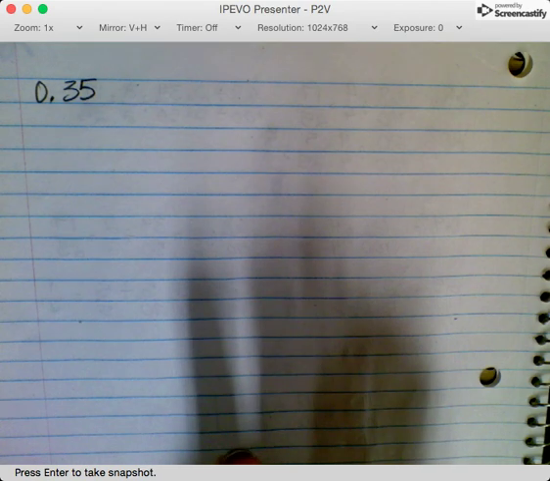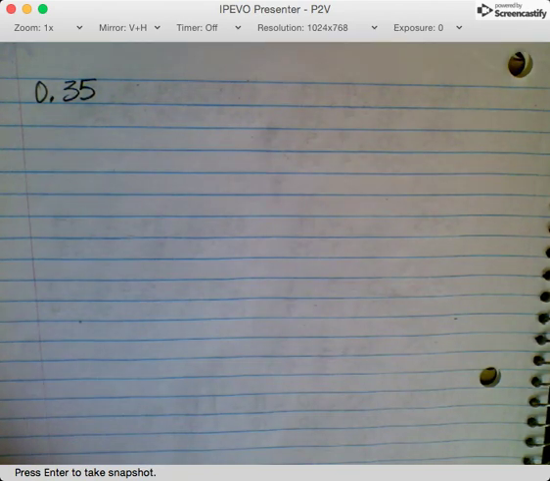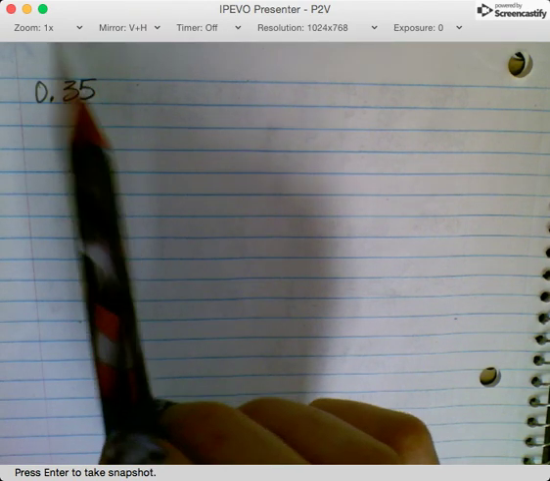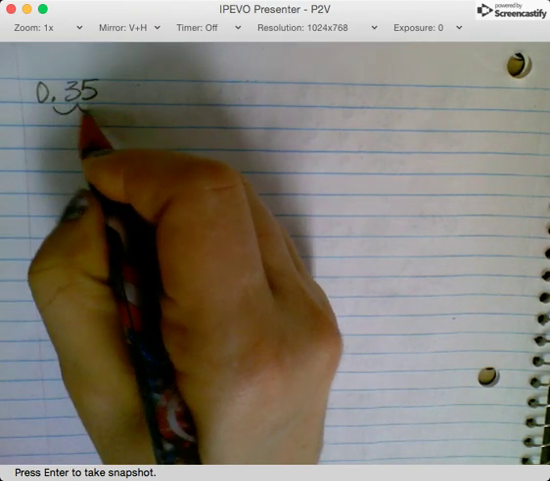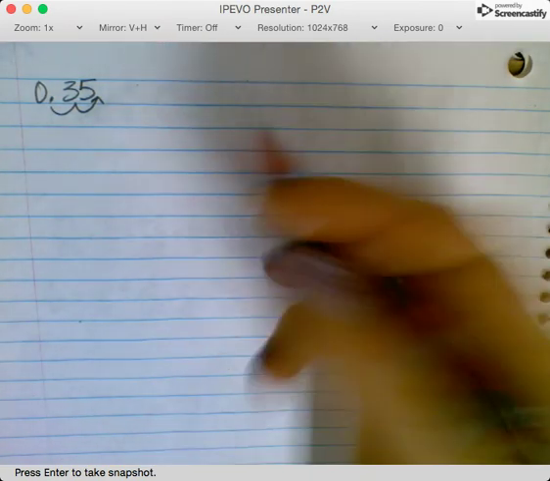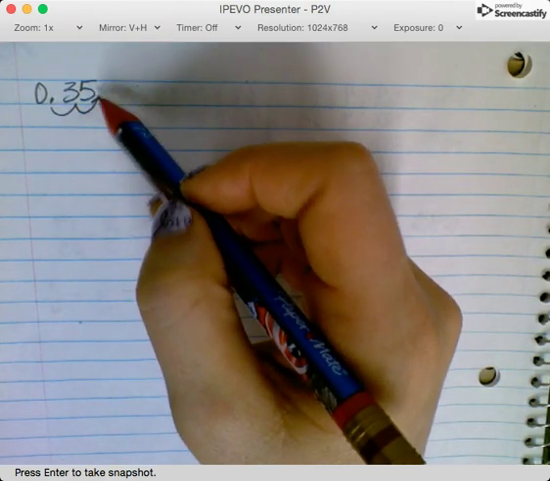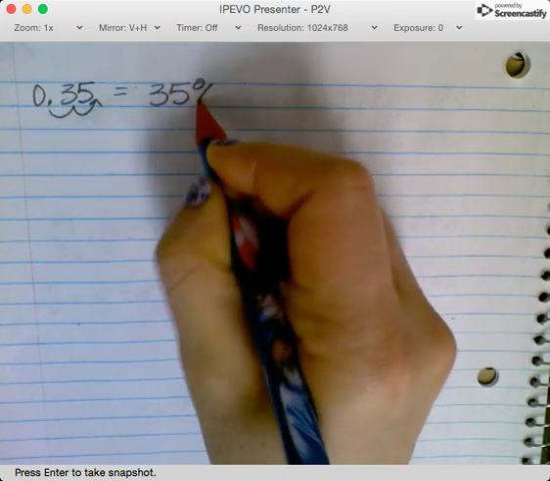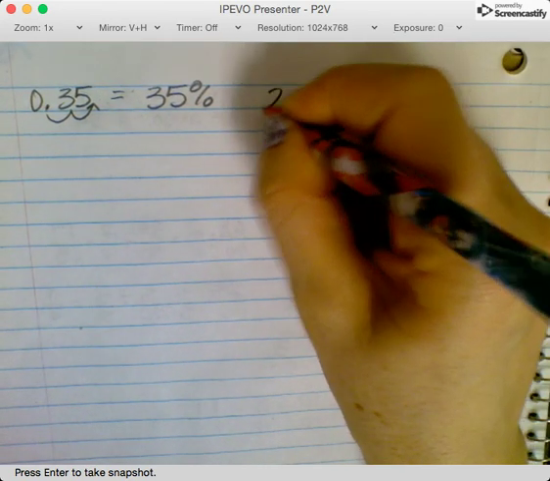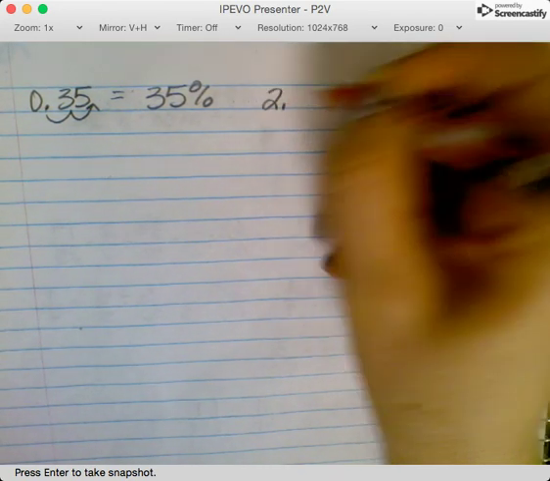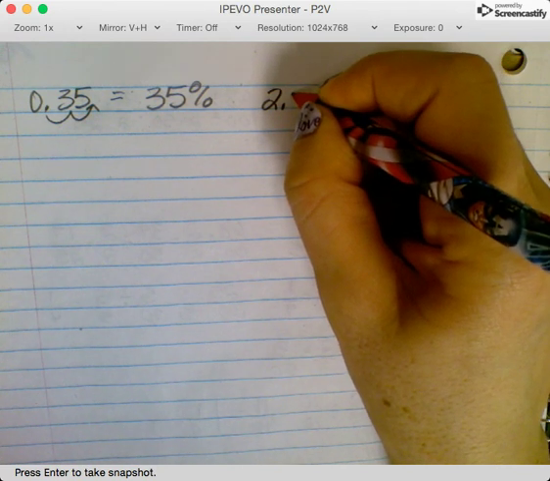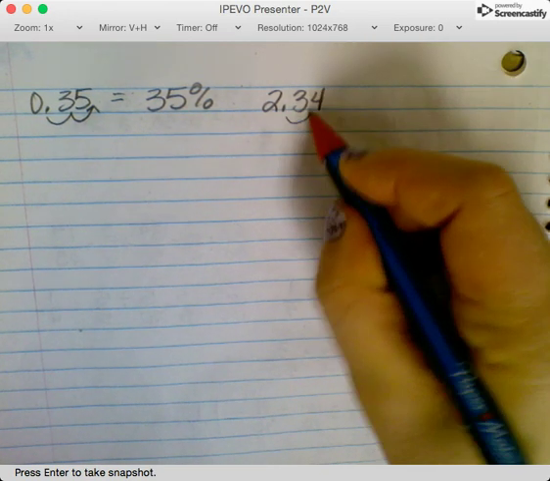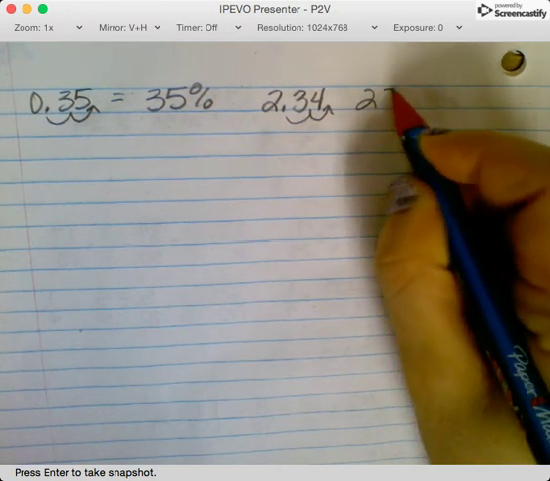Now, when we started out with the decimal, the percent, we moved the decimal to the left. This time we're moving the decimal to the right. We're making it a larger number. So 35 hundredths is equal to 35%. If I have 2 and 34 hundredths, if I move that decimal twice to the right, that's 234%.